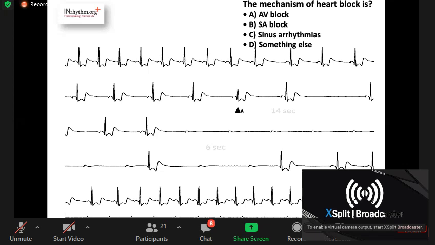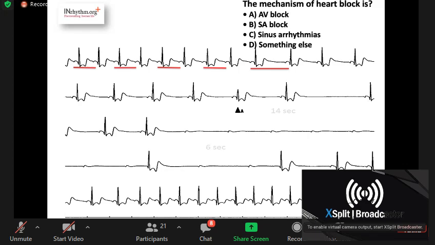So if you look at the first part of the ECG in the top panel, if you look at here, the PP interval is pretty stable. And gradually the PP interval prolongs. But if you look at the PR interval, they are pretty constant. So we are not having any delay in the AV node, but we are having delay in the SA node.